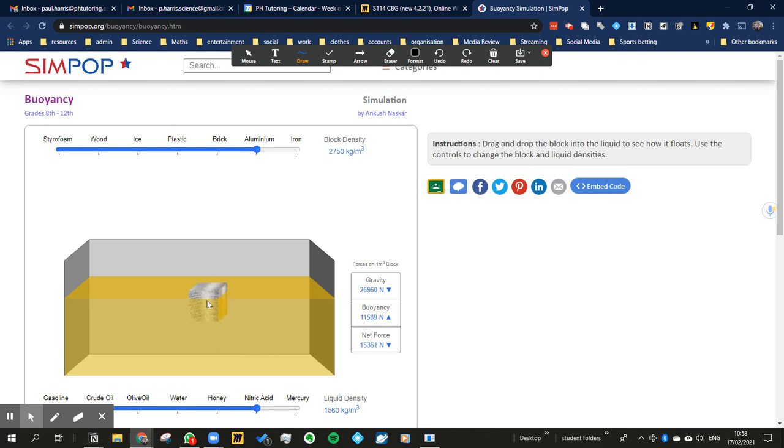Now you can obviously use this simulation to test other things out. Will a brick float on mercury? Will ice float on crude oil, or whatever else? Then you can just look at the densities and calculate it and see if you're right.